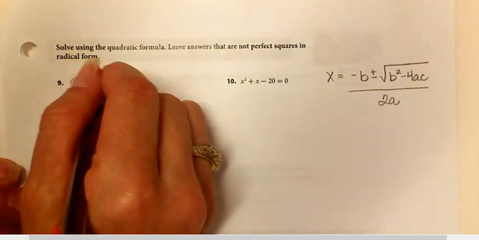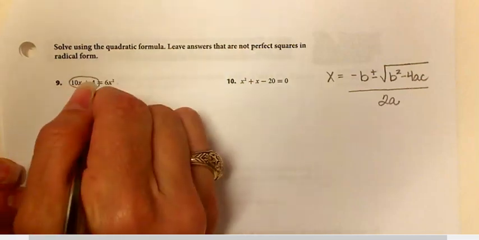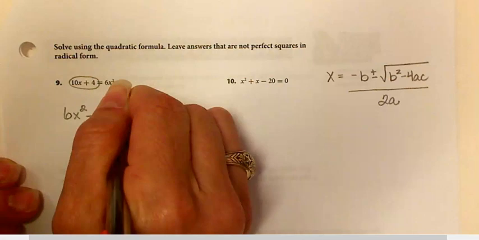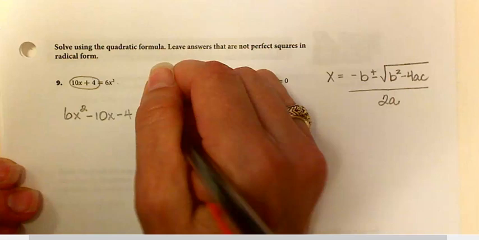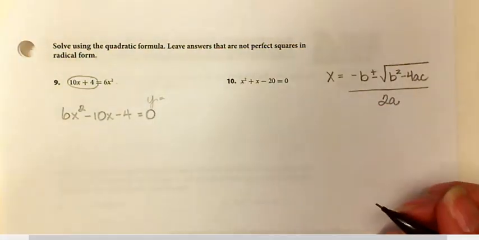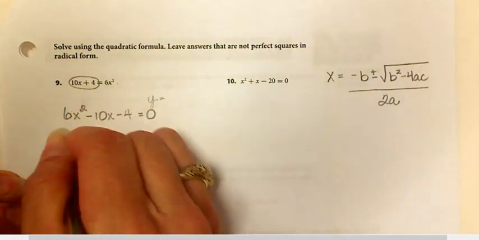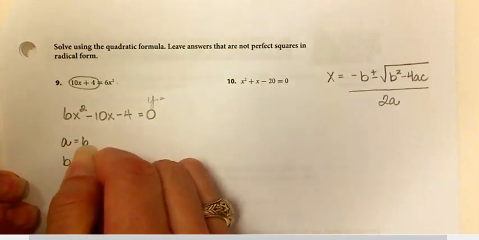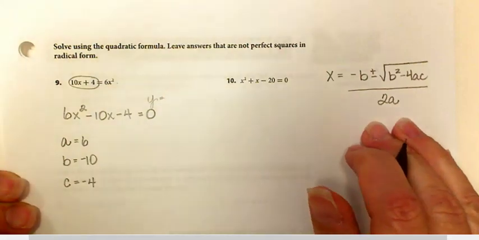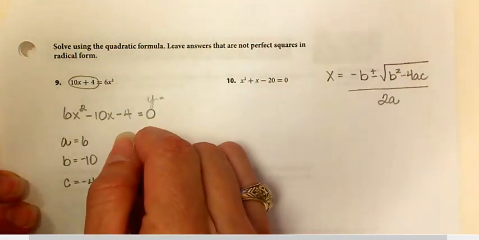I'm going to take all of this and move it to the other side so that I have 6x squared minus 10x minus 4 equals 0. Because remember, we want to know the zeros. We want to know when y is equal to 0. A is 6. B is negative 10. C is negative 4. And I plug everything in over here. If you want, you can do the discriminant and see if it's even worth doing the whole thing. But let's go ahead and plug everything in.